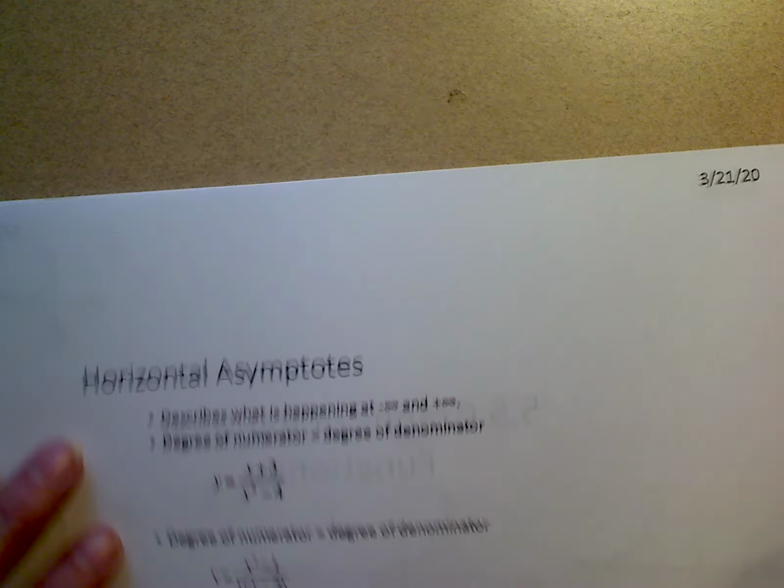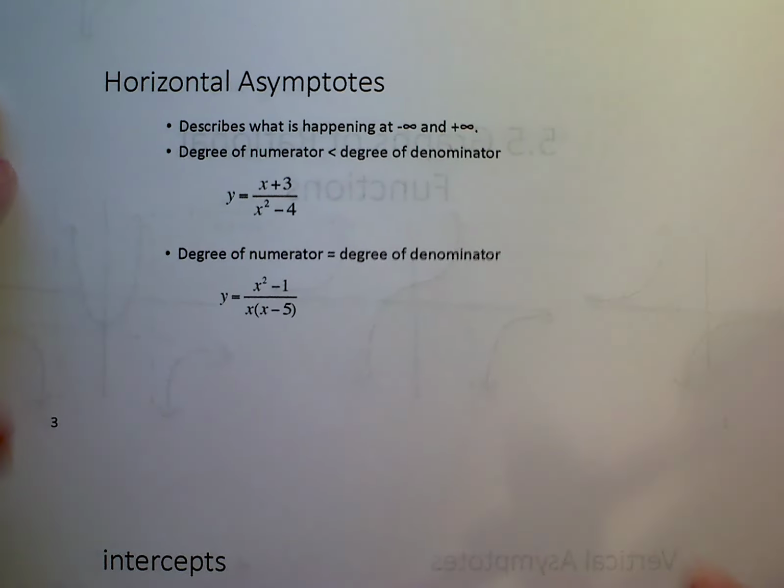Alright. That's vertical. There's also horizontal asymptotes. Here we go.